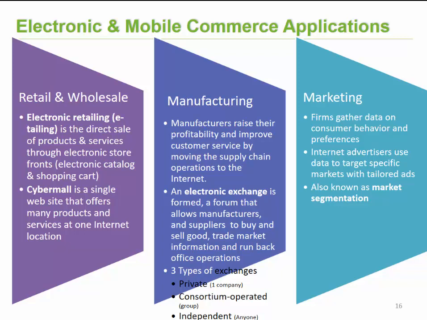Now, typically we find three types of exchanges: private, consortium operated, and independent. Private exchanges are typically ones that are owned by a single company. Consortium operated exchanges are a group of people. For example, if you think about vehicle manufacturers, all the vehicle companies can come together and create an electronic exchange. And then the last one is known as independent exchanges, where anybody can go and create an exchange environment.